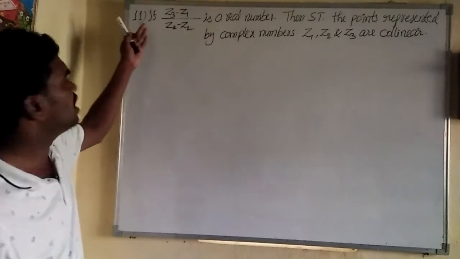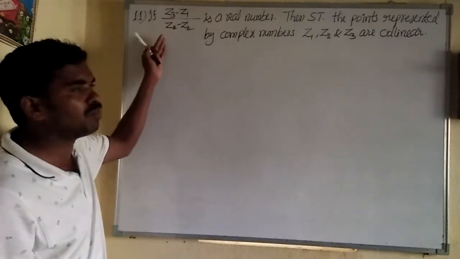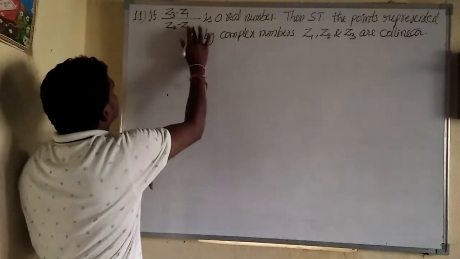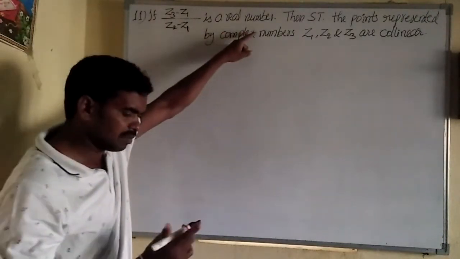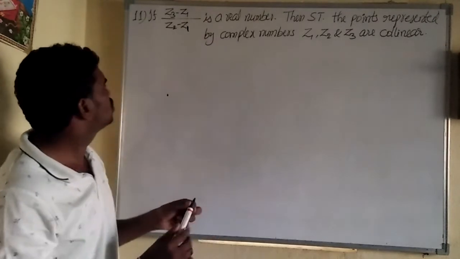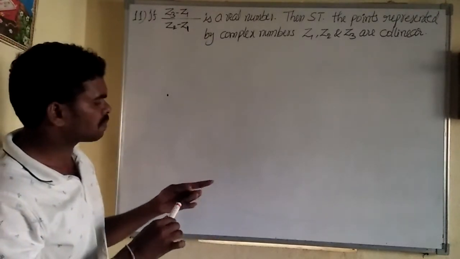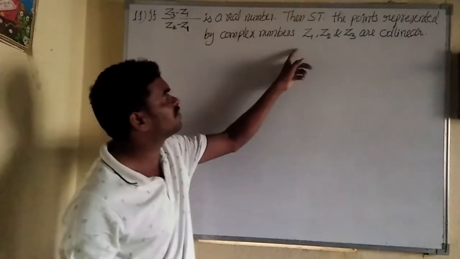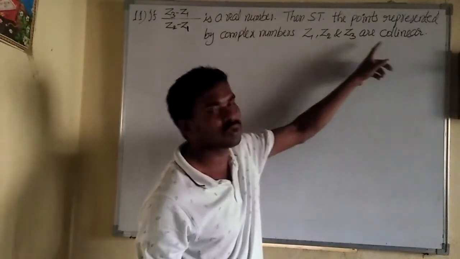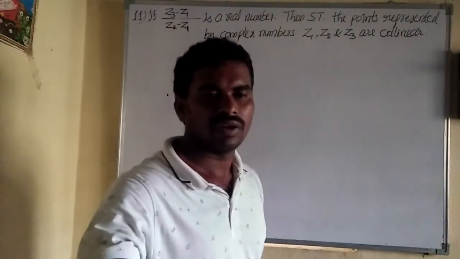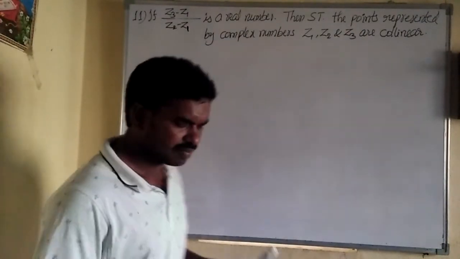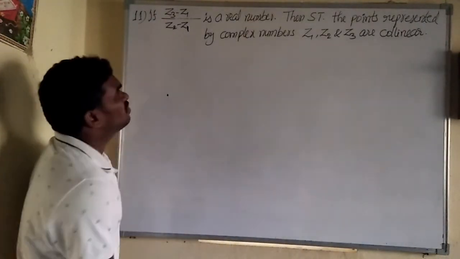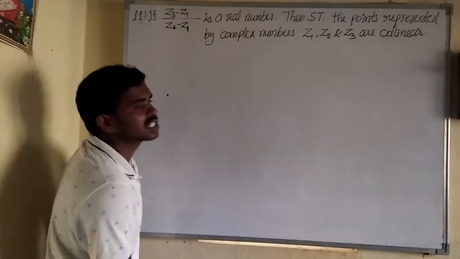What is the 11th question? If (z3 minus z1) by (z2 minus z1) is a real number, then show that the points represented by complex numbers z1, z2 and z3 are collinear. Okay? Here z1, z2, z3 are 3 complex numbers.